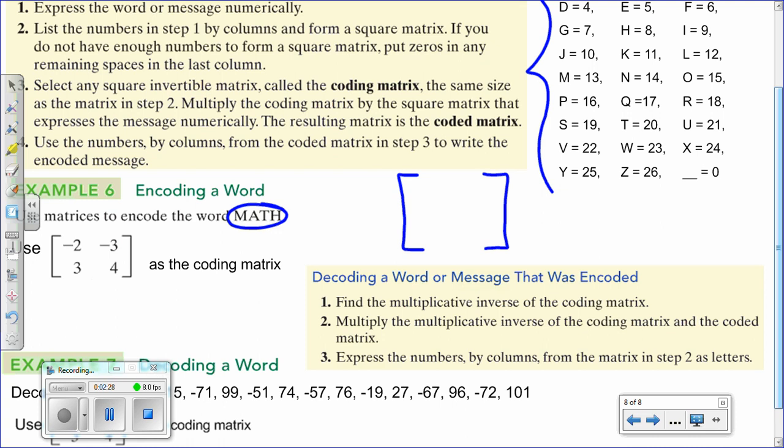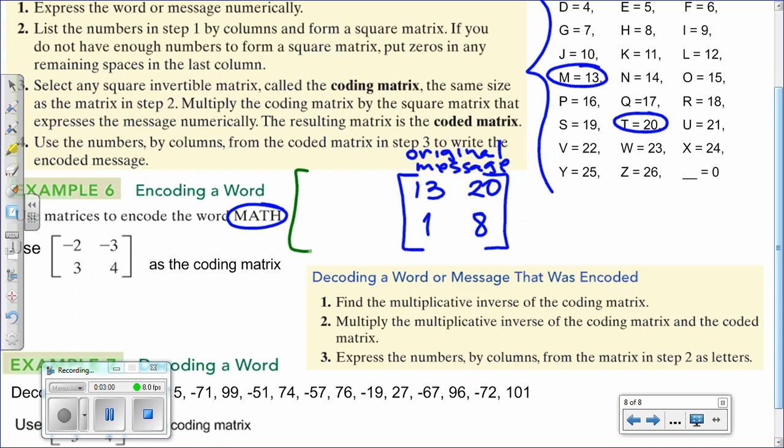For M, we have 13. For A, we have the number 1, of course. T is 20. And then H is 8. So that will be the message before it is encoded. We'll call this the original message. Then we're going to multiply it by the coding matrix, which is also called the key.